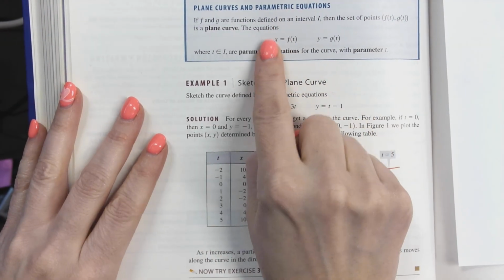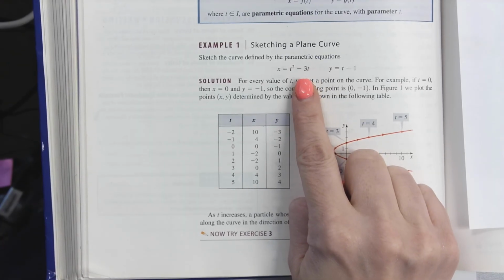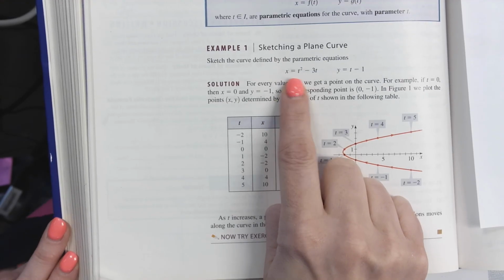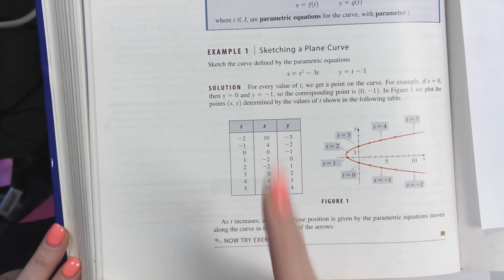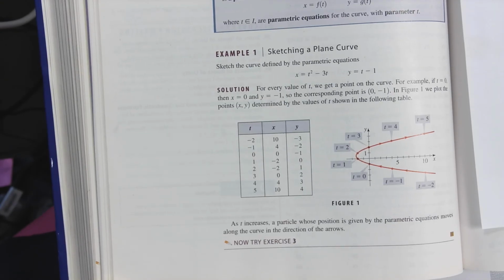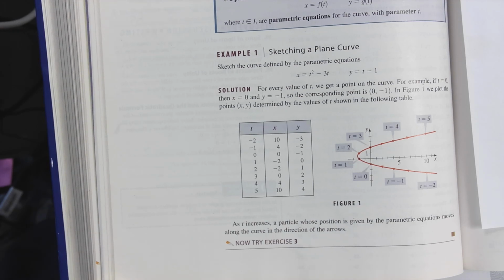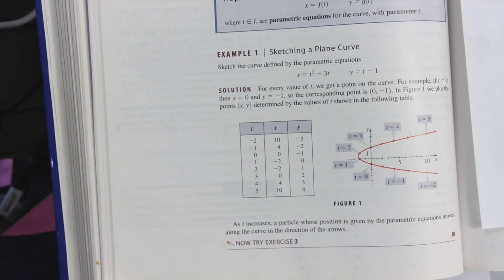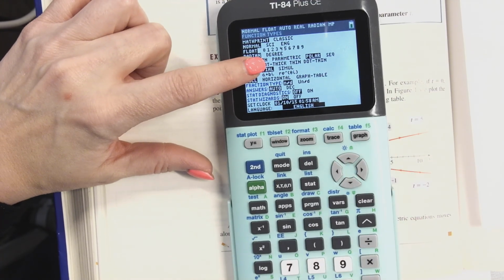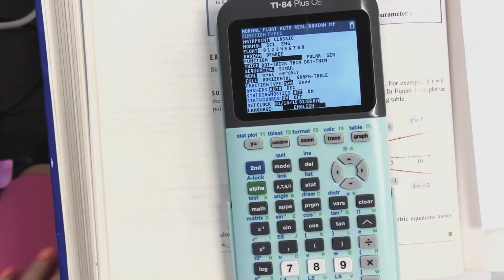Okay, so this is the information box that we just went over. And then in example 1, we have the parametric equations, x equals t squared minus 3t, and y equals t minus 1. Okay, and then when you guys switch your mode, you guys are probably in polar mode. When you go to your mode, if you're in polar, we're just going to arrow it over to parametric. Okay, or some of you just have the PAR, that's fine.